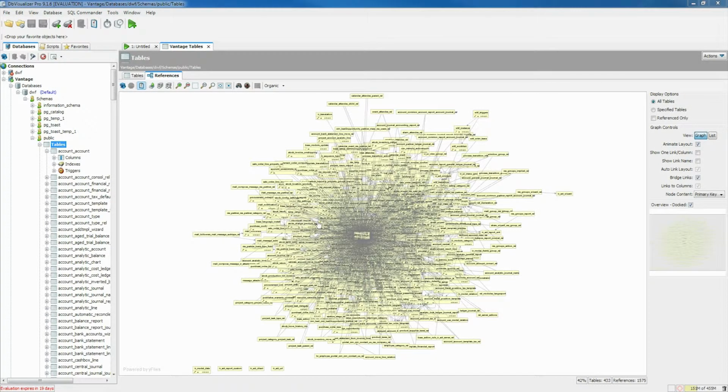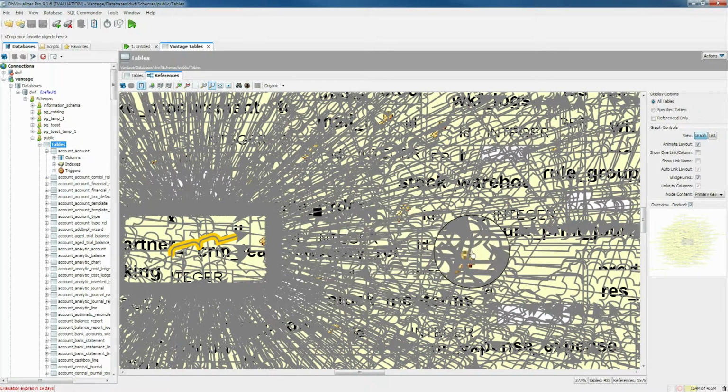We're looking at what's called a naive layout of fields in each database table linking to one another. What we're primarily interested in is what's here at the center. It's not all that easy to read, so we're going to look at a different kind of layout. Instead of organic, we're going to use circular.